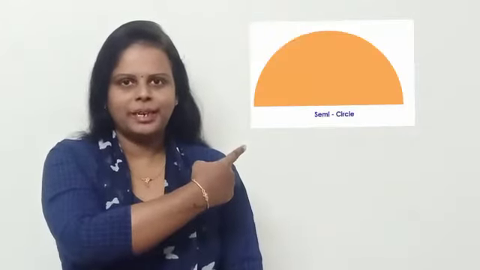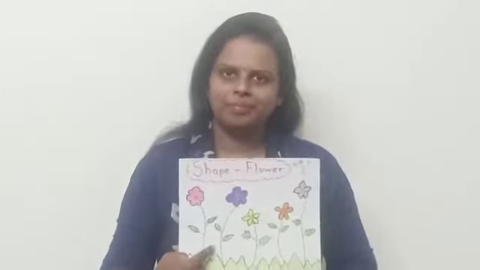The other four shapes that you have learned till date are semicircle shape, oval shape, diamond shape, and heart shape. Today, we will learn a new shape, that is flower shape.